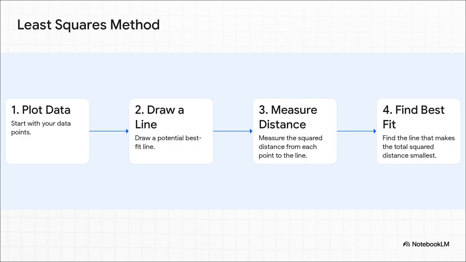So, how does the machine actually find that one best line? It uses this really clever method called least squares. And honestly, the logic behind it is super intuitive. Imagine you're just trying to eyeball it. For any line you draw, you can measure the vertical distance. That's the error, right? From each of your data points down to your line. The best line is simply the one and only line that makes the sum of all those squared errors as tiny as possible. That's it. It's the line that minimizes the total screw-up.